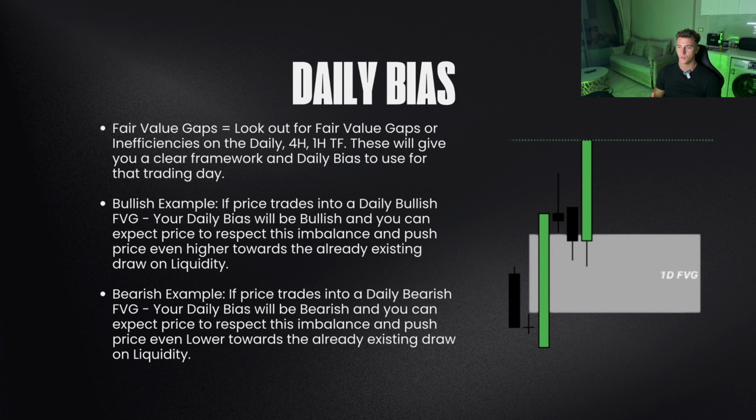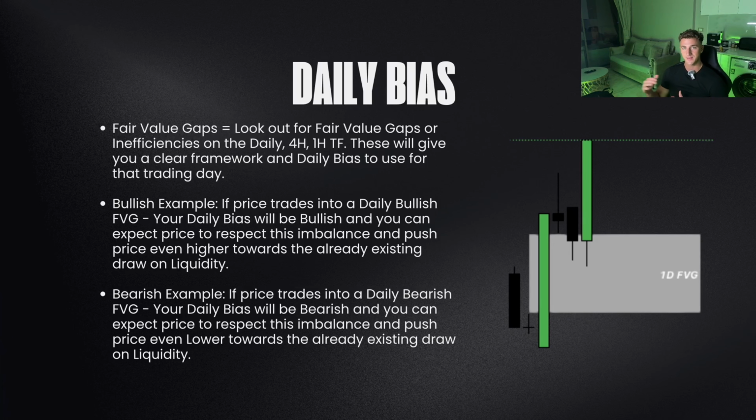Now, a bearish example is just going to be the opposite of that. So if price trades into a daily bearish fair value gap, your daily bias is of course going to be bearish, and you can expect price to respect this imbalance and push price even lower towards the already existing draw on liquidity. So usually what will happen, right, price will tap into an inefficiency, let's say for example a bearish one, and if it's respecting that gap, you can expect price to go to the next daily swing low. That can act as your draw on liquidity.